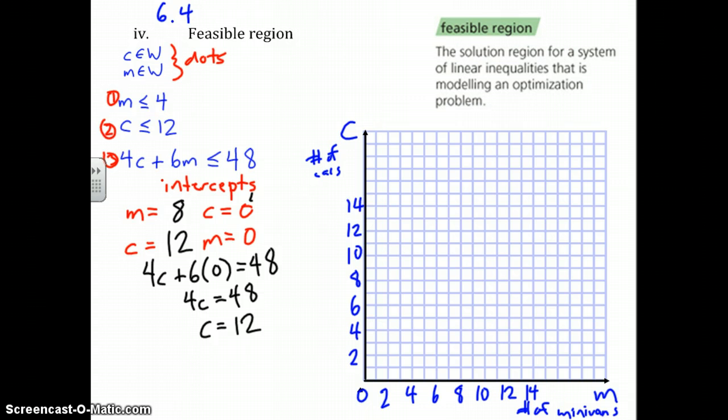Okay, remember, if we needed to go up to something like 50, well, we could go up by maybe 5 each box, something like that. Okay, some questions are going to be like that, so they're a little bit tougher to graph. Okay, so here we have this.